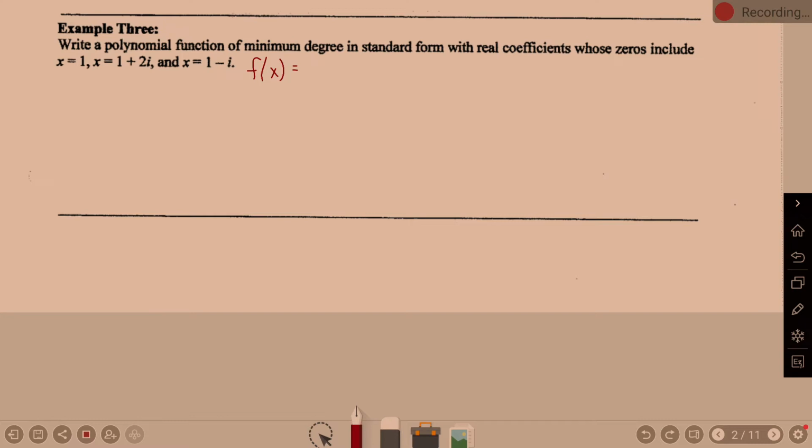My starting point, f of x equals. Your thoughts? What do I need in the way of factors here? X minus 1. Okay. Craig's got the easy one for me. If there's an x equals 1, we have to do x minus that. So x minus 1. What else?